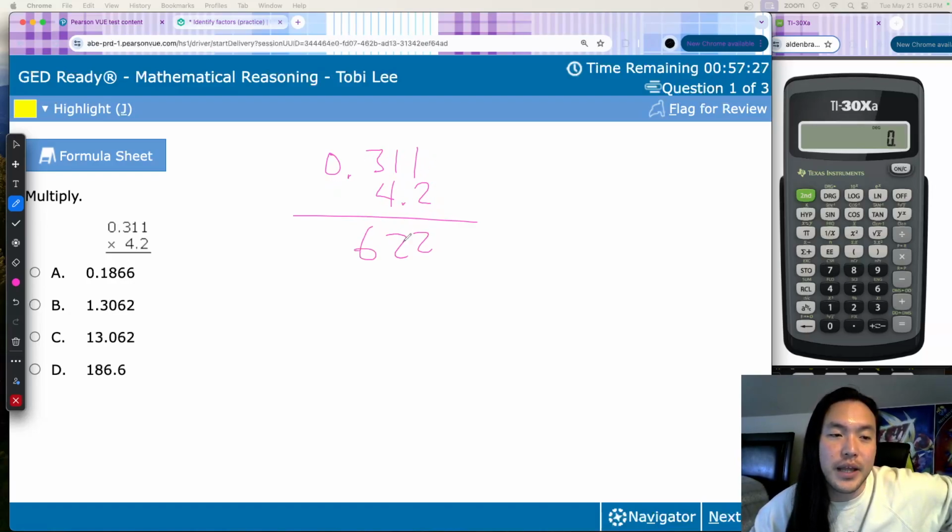And then I'm going to multiply all that by 4, but this time I'm going to add the 0, right? Because we're one place over. 4 times 1 is 4. 4 times 1 is 4. 4 times 3 is 12. I'm going to add all of that together. 2, 6, 0, 3, 1.